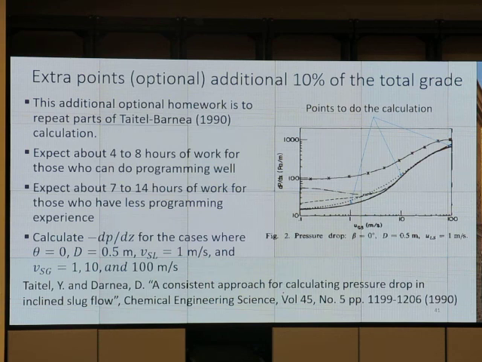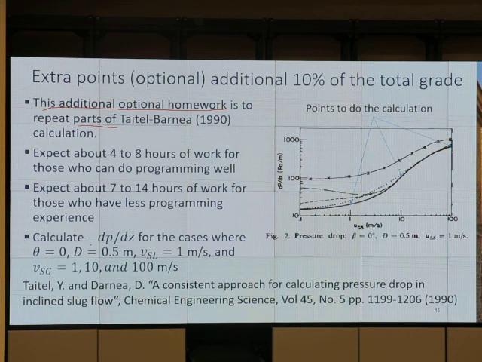Please go through this. This is optional. Several people last year did it. They got it right. But of course, it's a little bit difficult. What is this about? This additional homework is to repeat parts of the Taitel-Barnea calculation. Expect about 4 to 8 hours of work for those who can do programming well, or 7 to 14 hours of work for those who have less programming experience.